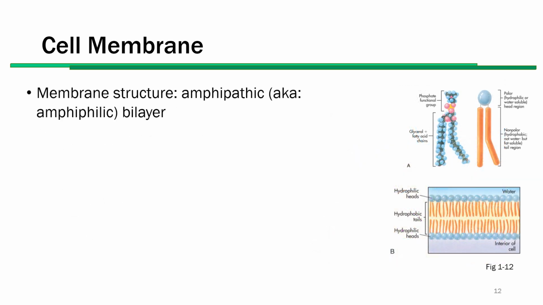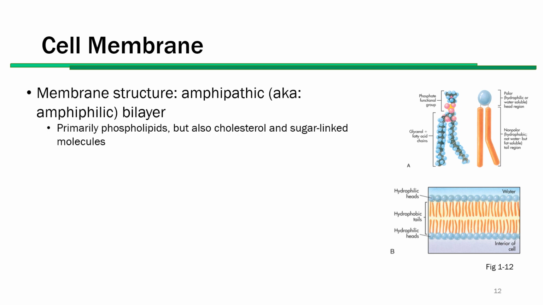The membrane structure is amphipathic, also known as amphiphilic, and it's a bilayer. It's primarily phospholipids, but there's also some cholesterol and some sugar-linked molecules. The sugar-linked molecules are called glycolipids and glycoproteins, and that glyco is the sugar, telling us it's a sugar attached to a lipid or attached to a protein, and together those make the glycocalyx.